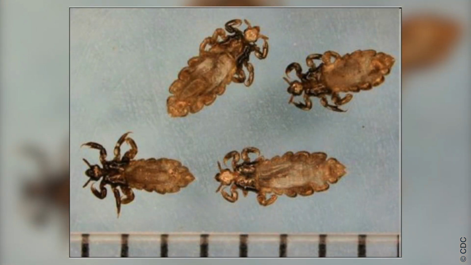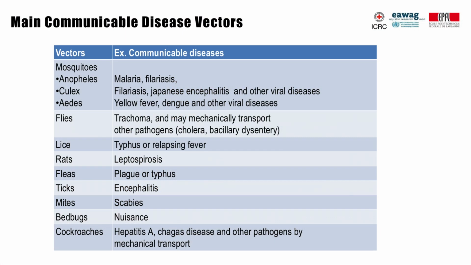Lice are found on hair and clothing. They can transmit typhus, which is fatal to 10 to 40% of untreated patients, as well as relapsing fever. Actions against lice include improving general hygiene, washing clothing and blankets, and treating all people with an insecticide powder.